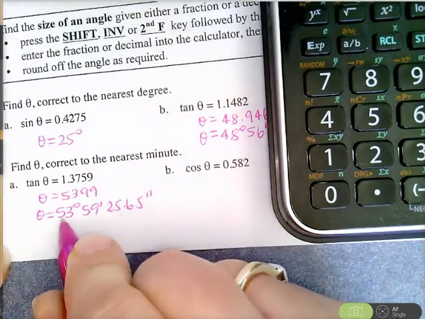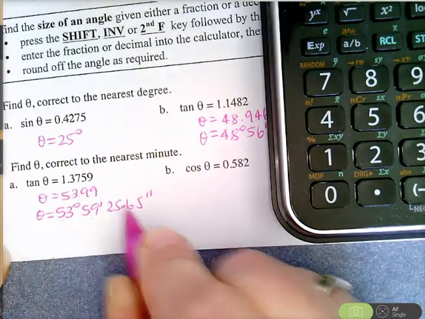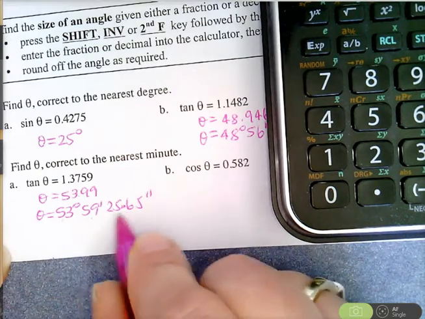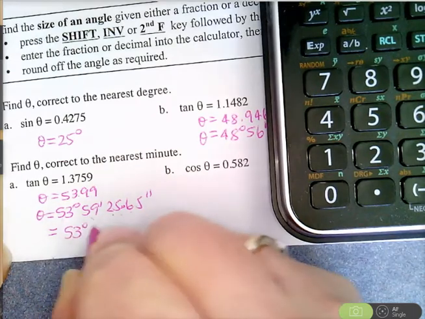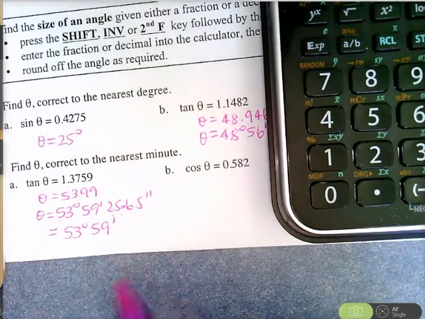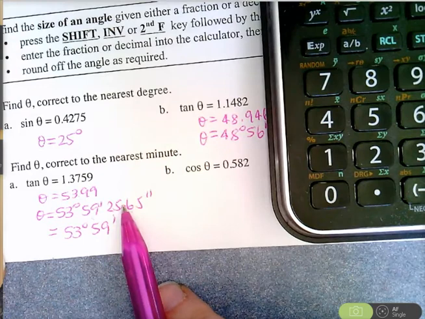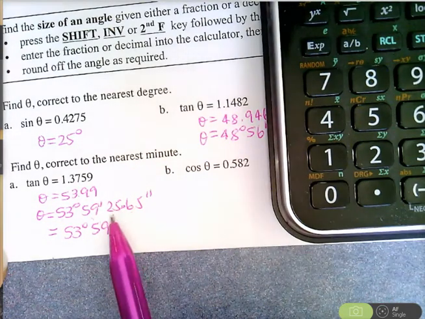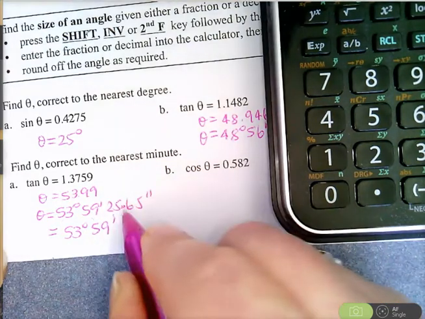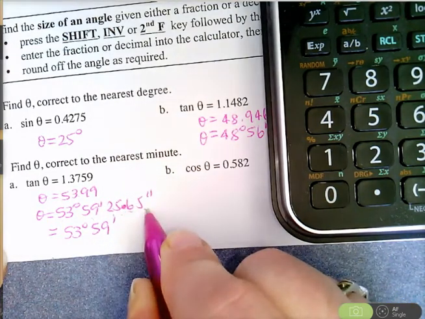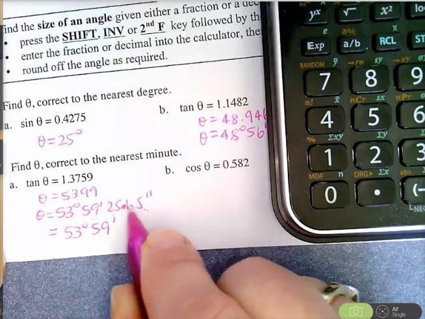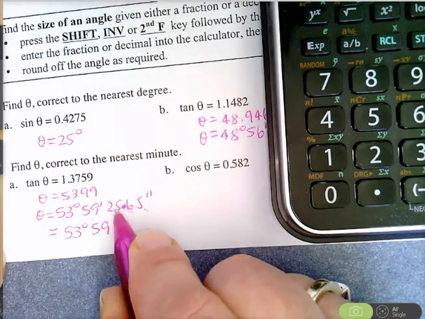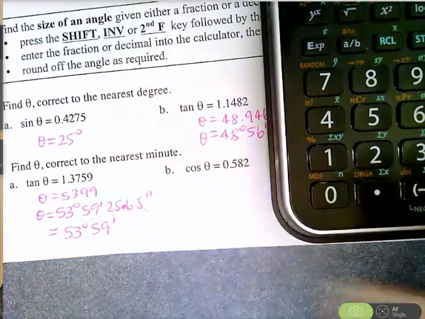DMS: 53 degrees, 59 minutes, 25.6 seconds. That's still less than 30 seconds, so this stays as 53 degrees, 59 minutes, because the seconds are less than 30. You'll notice here you've got seconds, and with the decimal point you've now got hundredths of a second as well. But you just need to look at the whole seconds. 25.65 seconds is obviously less than 30 seconds, so that stays as 59 minutes.